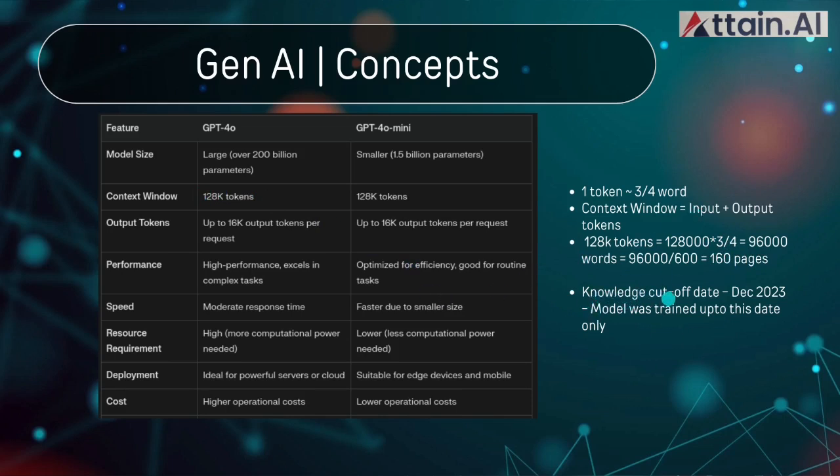Another very important concept is the knowledge cutoff date. These models are not trained to give you results up to December 2024. They were not trained up to the latest date. They were trained on data almost 1 year old. That is called the knowledge cutoff date, and these models were trained up to December 2023. I'm talking about these two ChatGPT models.